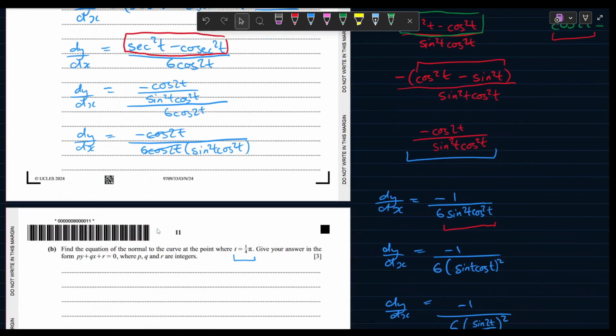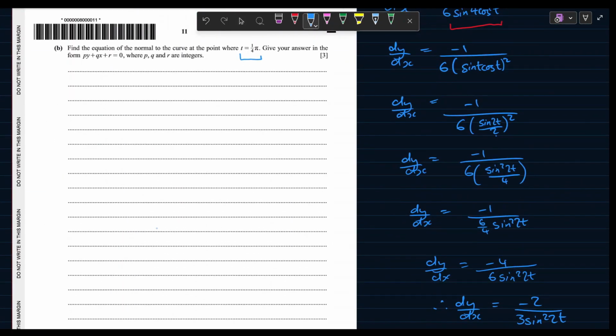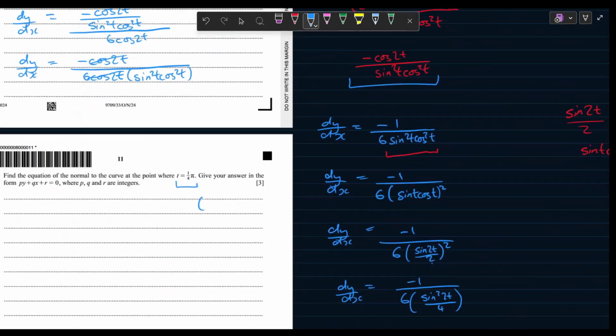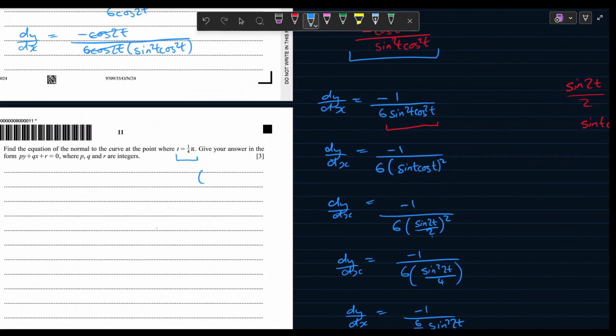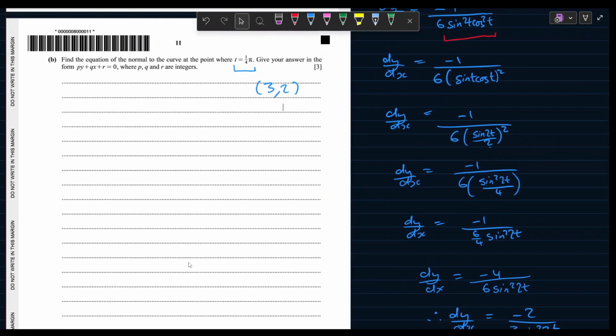All right. So let's come back down here. So we know that our normal passes through the point, is it 3, 2, or 2, 3? 3, 2. Okay. We know that our normal passes through the point 3, 2. Now what we need to find is the gradient at t is equal to quarter pi. So using dy/dx, we're going to get the gradient of the tangent. And once we have the gradient of the tangent, we can essentially take its negative reciprocal because we know that the tangent is perpendicular to the normal. So in other words, m1 times m2 is negative 1.